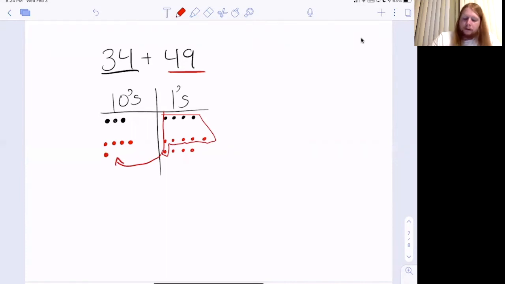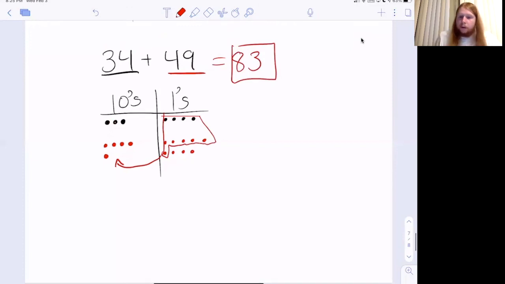Let's go ahead and count together, okay? 10, 20, 30, 40, 50, 60, 70, 80, 81, 82, 83. So we get 83. See, it's not too bad. We're going to do some in class too, so don't worry, but we have 83 there. All right, let's see what we do next.